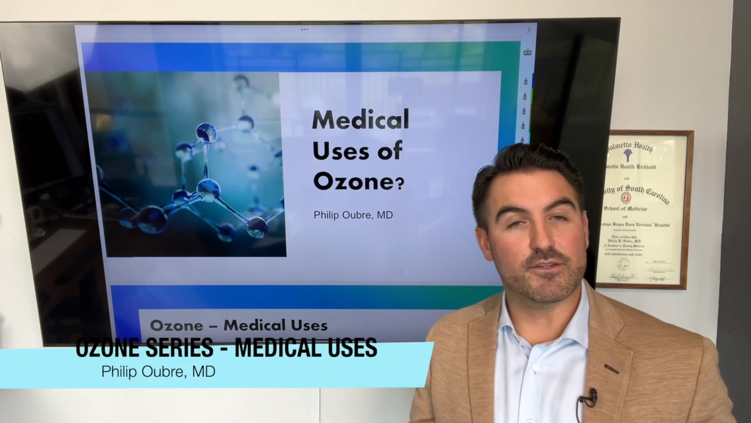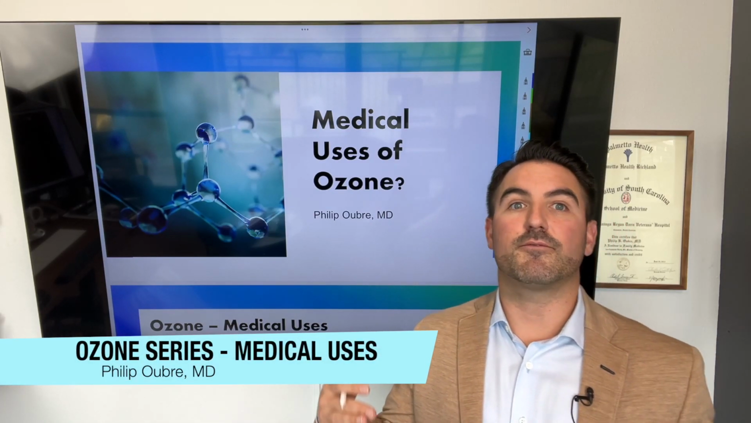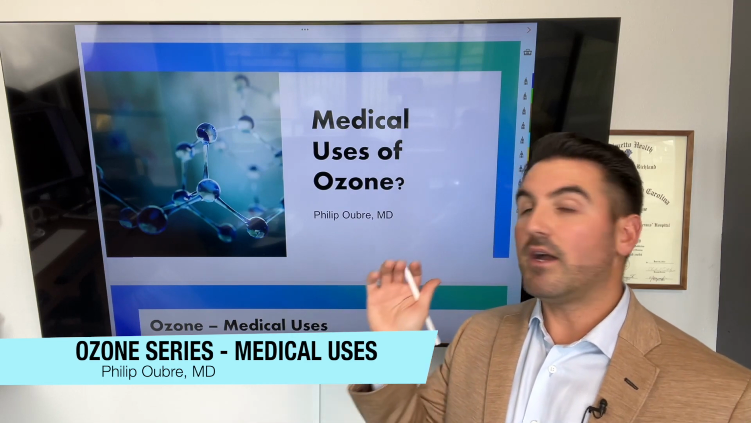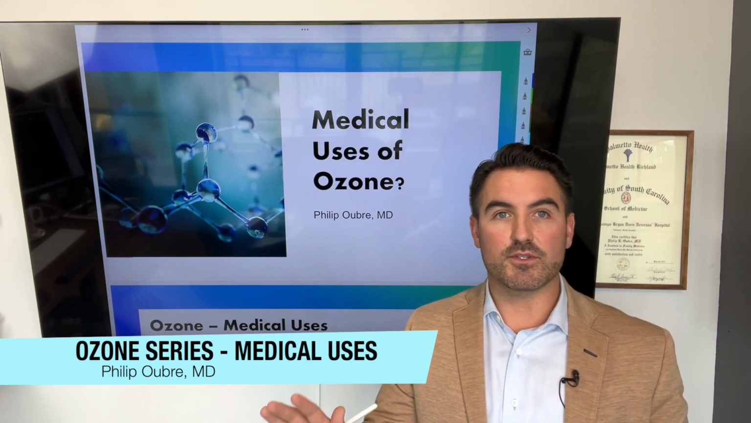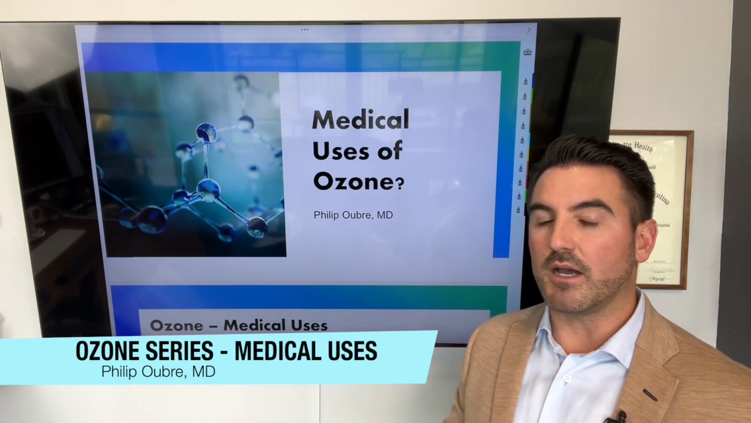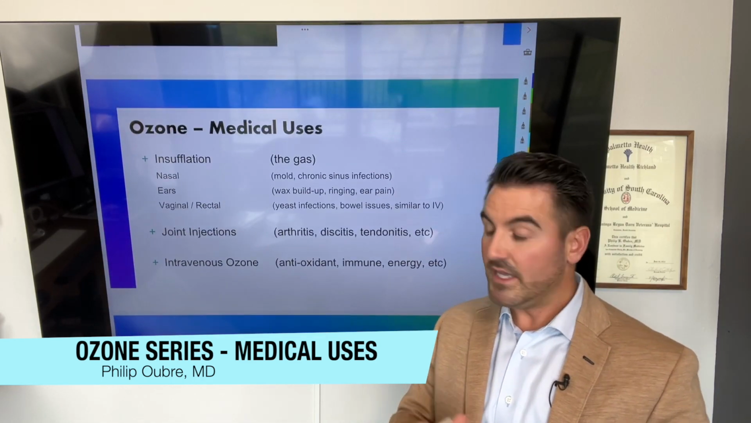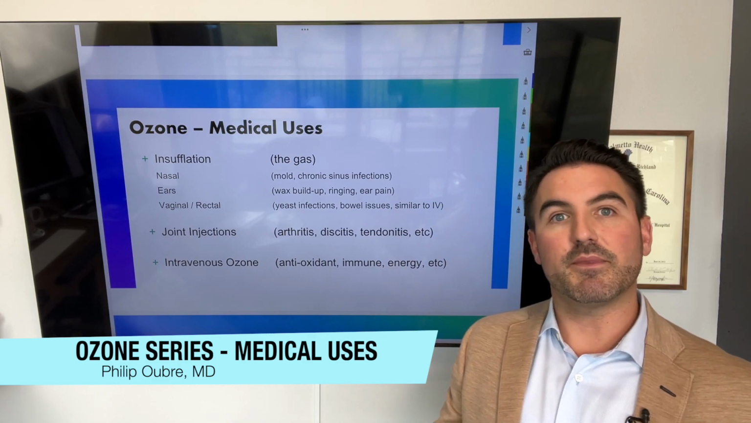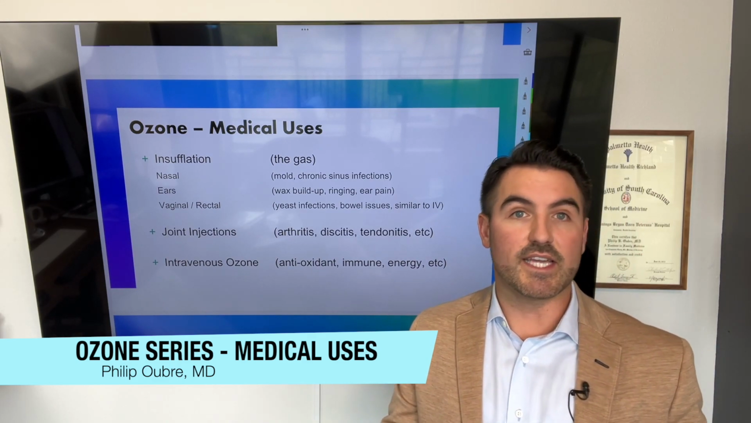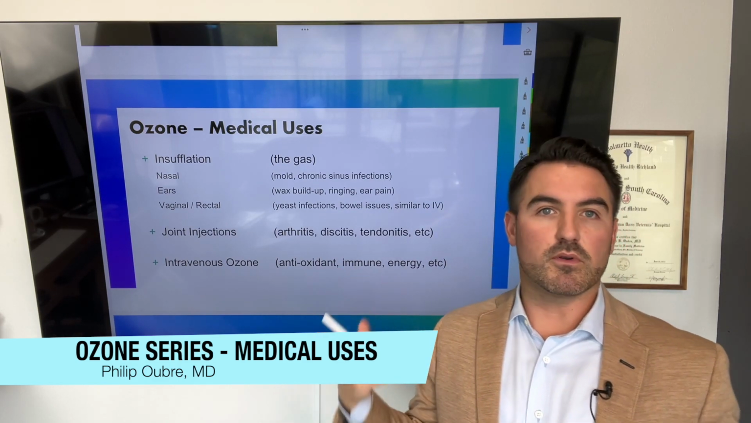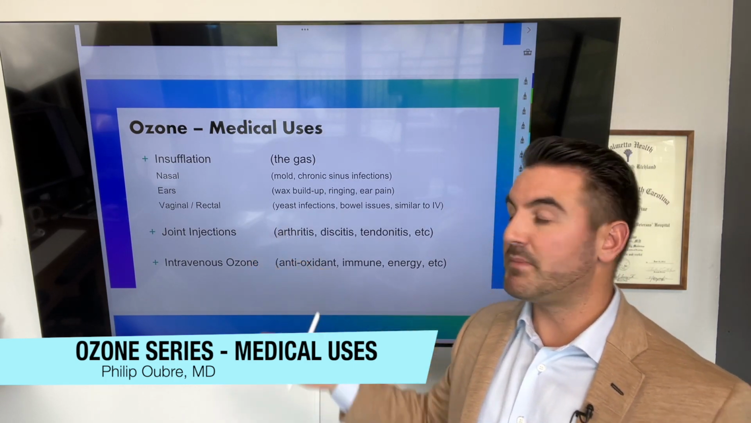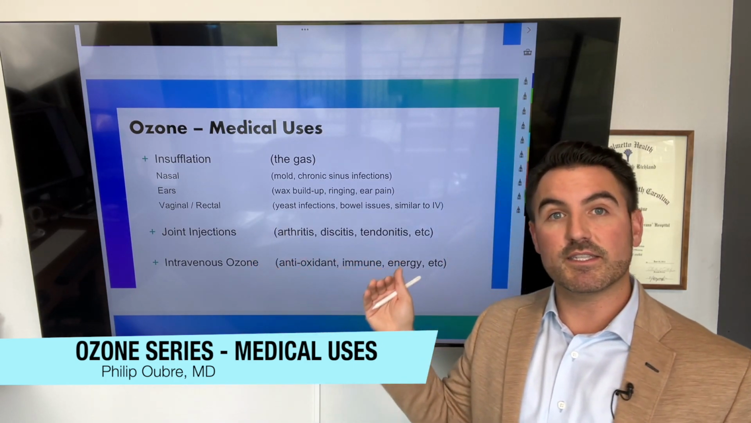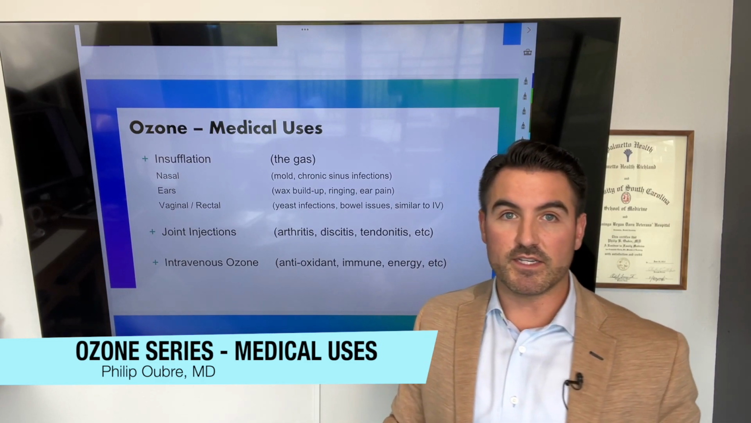Next in our video series on ozone, we're going to be talking about the different medical uses of ozone. Now, I could go into depth and talk for hours on this, but we're going to do a quick skim of the topic. It's this simple: the three main versions of ozone therapy are insufflation, where you use the gas directly to bubble or give to a person; joint injections; and the one that is most known about, intravenous ozone.